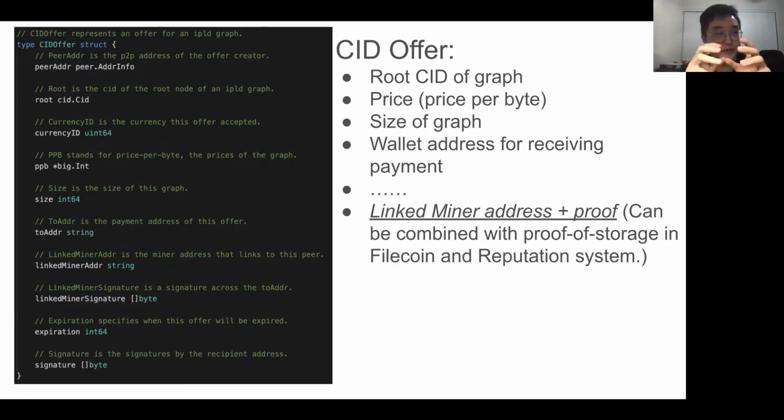can combine with a proof of storage in Filecoin to increase the reliability of a CID offer. Also, potentially this can combine with the reputation system people are building. So you could imagine that a CID offer with high reputation is more likely to be picked by others, so you could set maybe a slightly higher price. And this could also potentially further encourage people who run secondary retrieval clients to also run a Filecoin miner.